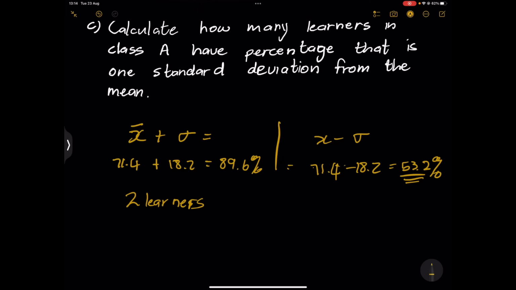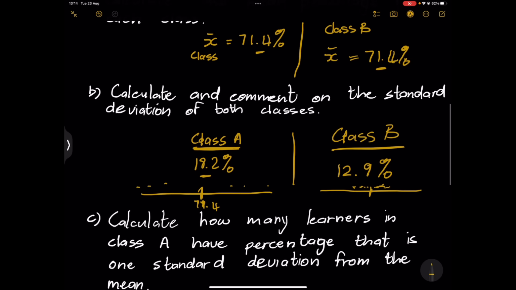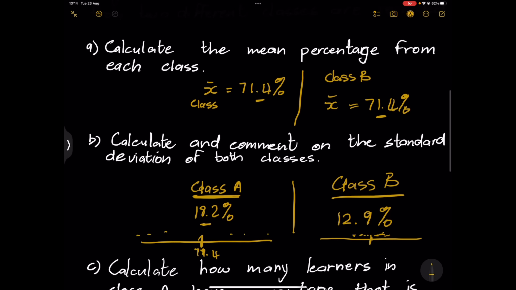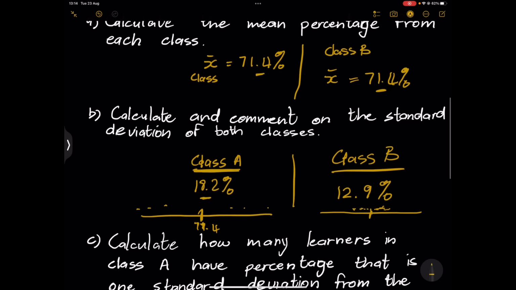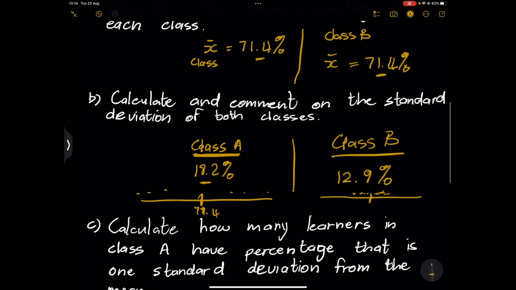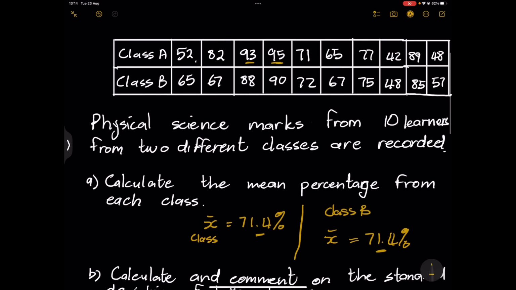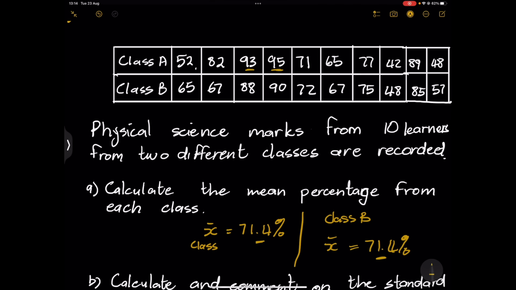So in this case, what we're going to do is look at the ones below 53.2. I've got this one, 52%, over there. Okay, and which other ones? I've got 42 as well as 48. Those ones are below. All right.